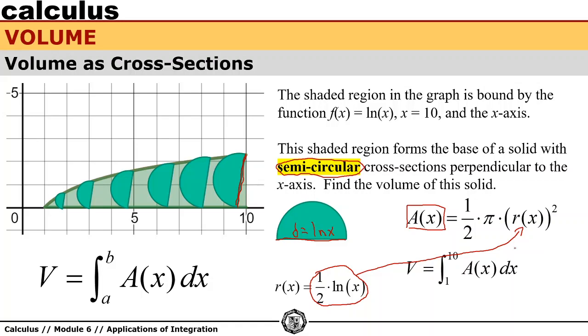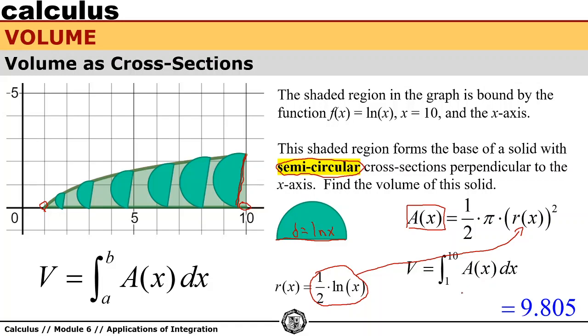And in this case, the volume is the integral from, again, 1 to 10, because the region's starting at 1 and it's ending down here at 10. All right, and you're going to integrate this area function that you've already defined in the calculator, and when you do that, you will end up with 9.805.